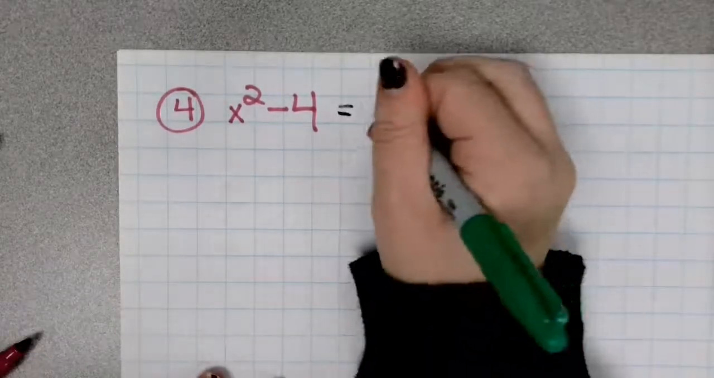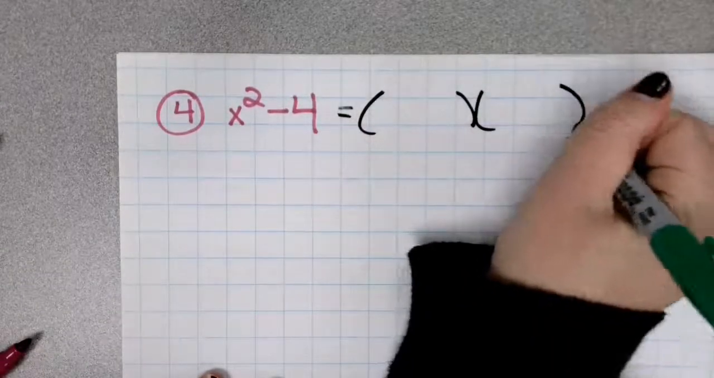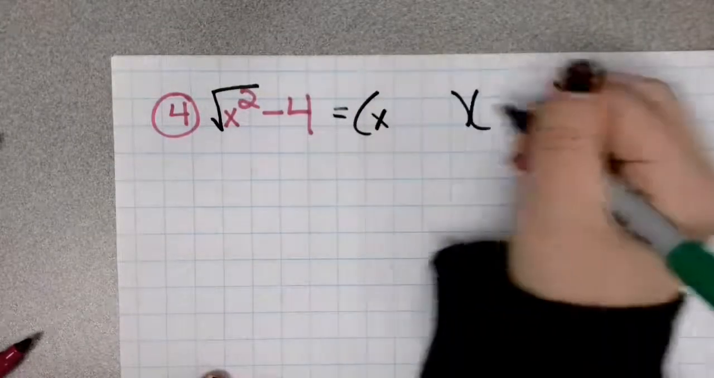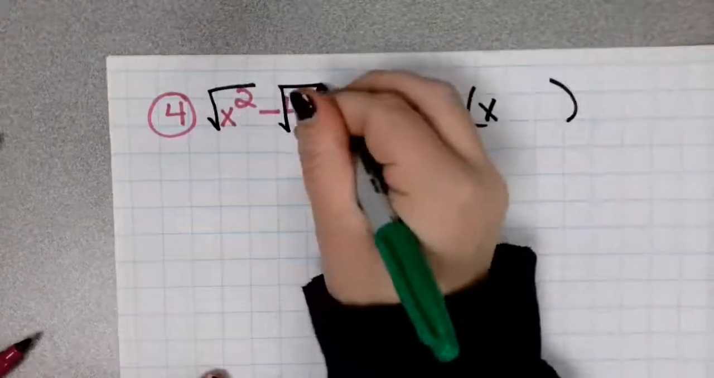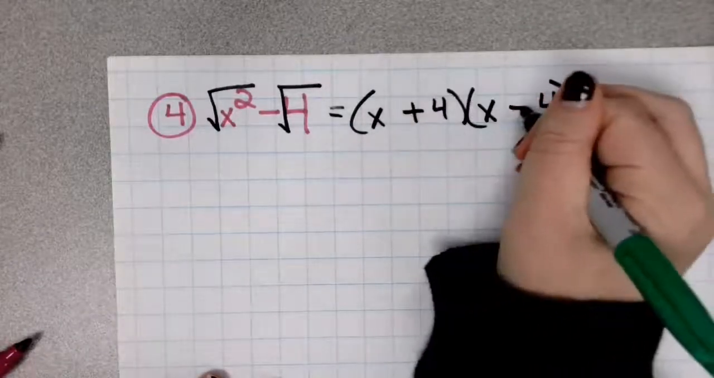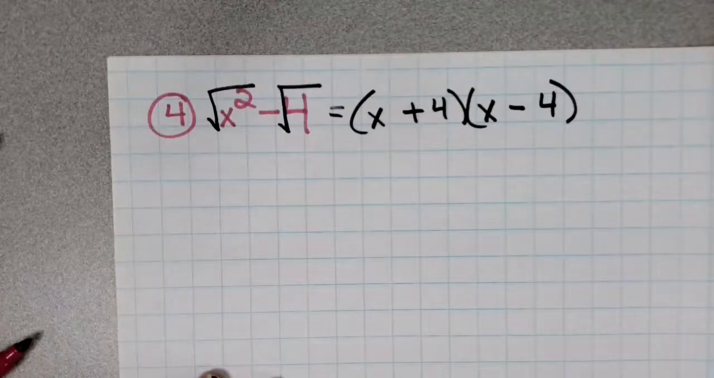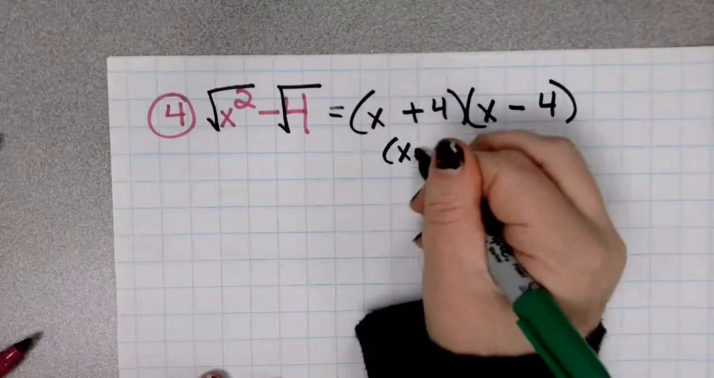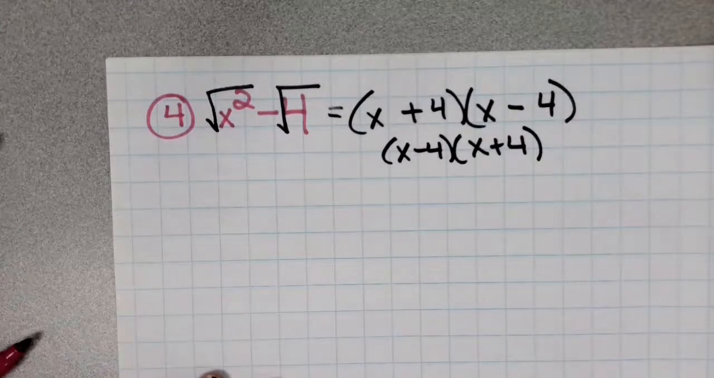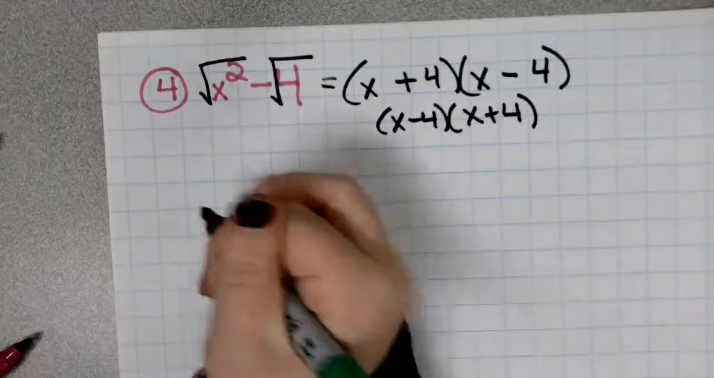First thing I'm going to do is set it up. The square root of x squared is just x. The square root of 4 is just 2. And I forgot to put my plus and minus to start, but there's always a plus and a minus. Again, you could write it like this instead. Let's go with another.